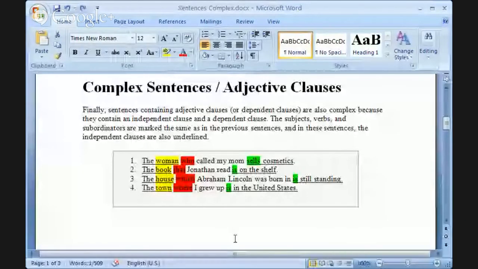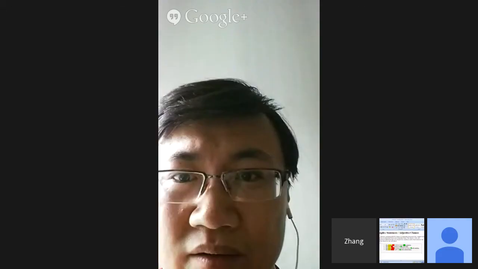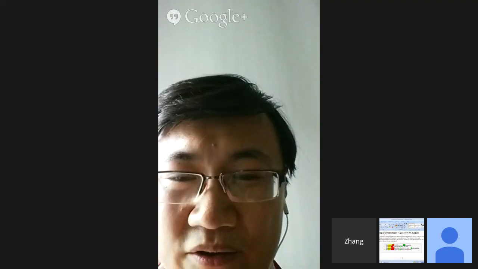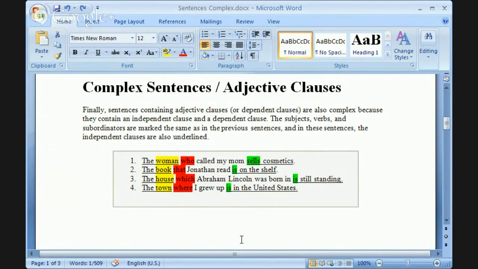I want you to try something else. I want to show you an example, Zong. Let's take a look at this. Let's try making a sentence with an adjective clause. The woman who called my mom sells cosmetics. I want you to put the extra information, the dependent clause, in the middle of the sentence. The book that Jonathan read is on the shelf. So the essential information is, the book is on the shelf. I want you to see if you can do that. You want to try that for me?